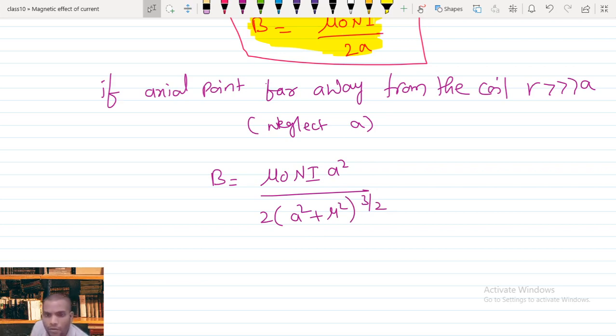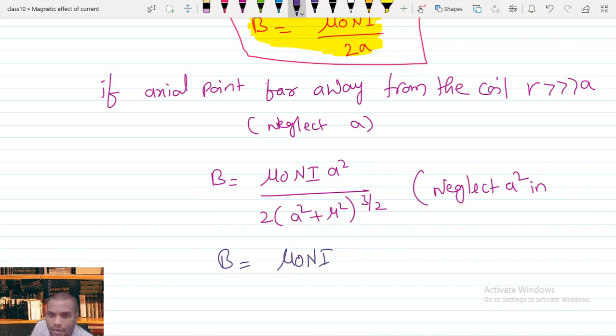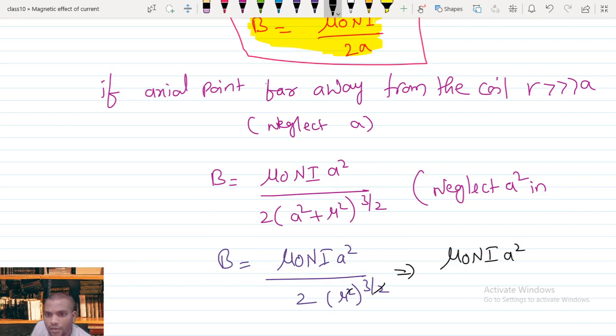So in this formula, if we neglect A square in the denominator, the formula will change as B equal to mu naught n I A square upon 2 times R square whole power 3/2. Now again you can cancel the R square and R cube, so this will turn as mu naught n I A square upon 2 times R cube.